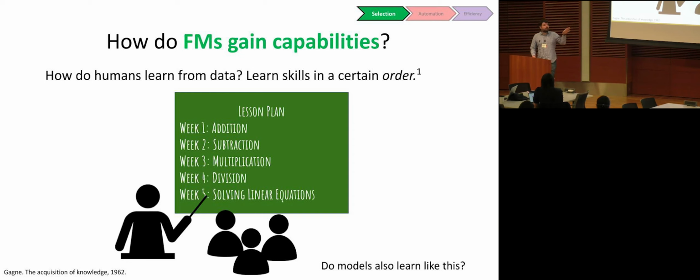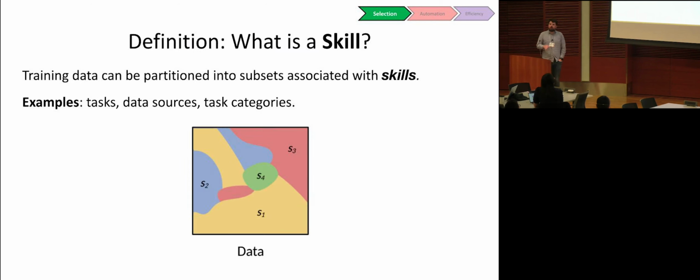The first thing that we'll have to do for this is, for humans, figuring out what is a skill or capability is really easy. So here's math, for example. For models, it's a little bit more challenging. We'll kind of sidestep this problem. We'll just say that some collection of data pertains to some skill or capability. So for example, data for a task, or data coming from a different source, all these things could be skills that I'd like my model to have.